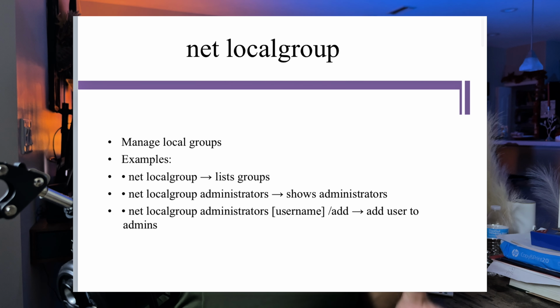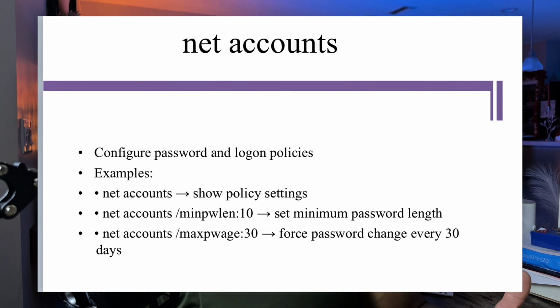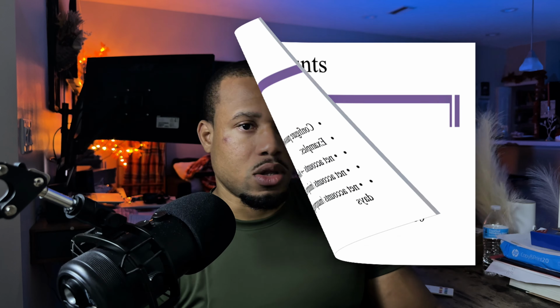So if you put net localgroup administrators, it will show you all the people that are in that specific group, okay? Now, if you want to add someone to that group, right, you'll put net localgroup administrators, the username, /add, and you'll be able to add them in there. And you can also remove users from the group as well if you need to, okay? So the next command is net accounts. If you want to see the policies that are being applied to accounts, and if you want to change the minimum password length, you are able to do that as well using this command.